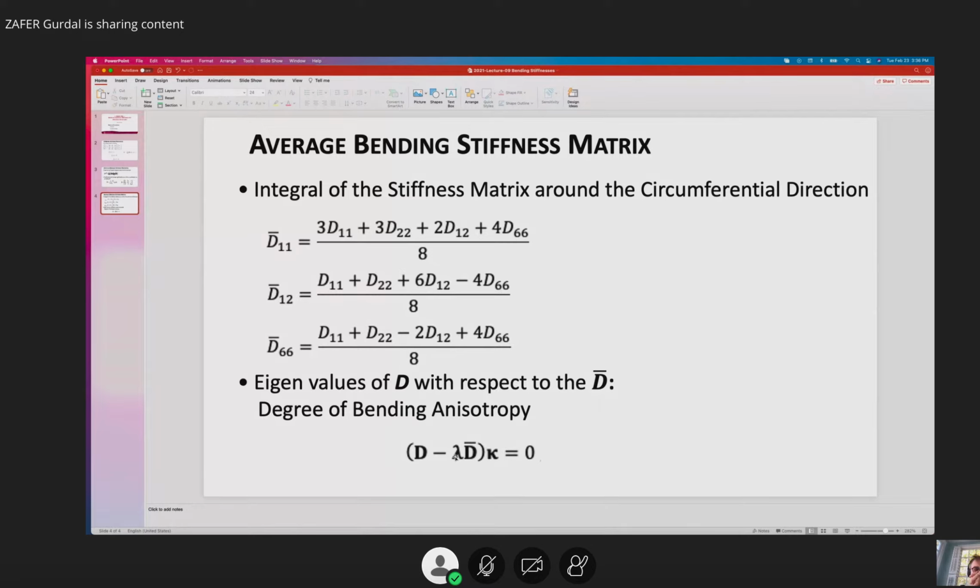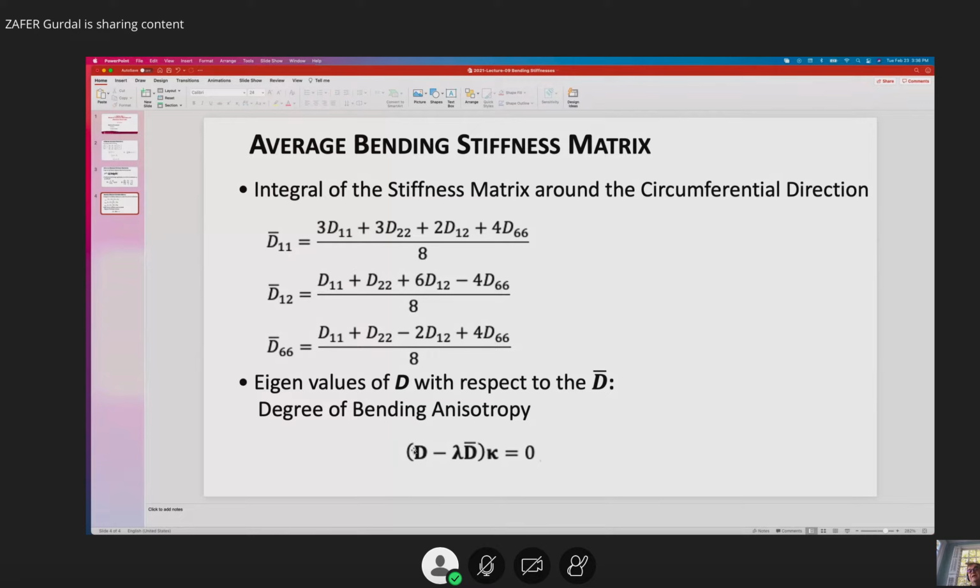The smaller the number compared to 1, the more anisotropic the D matrix is for that particular laminate. So this is the approach. It's conceptually difficult, but implementation-wise, it's actually not very different.